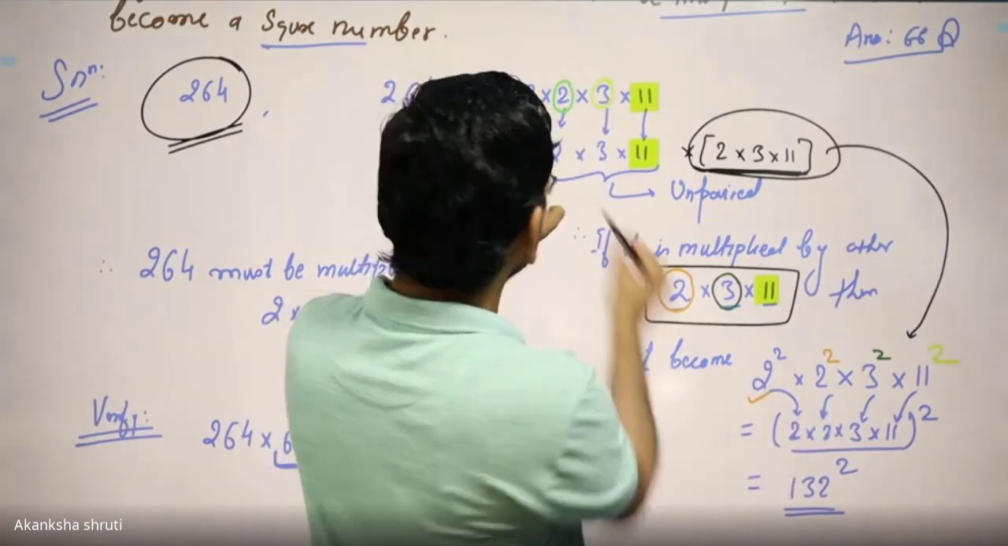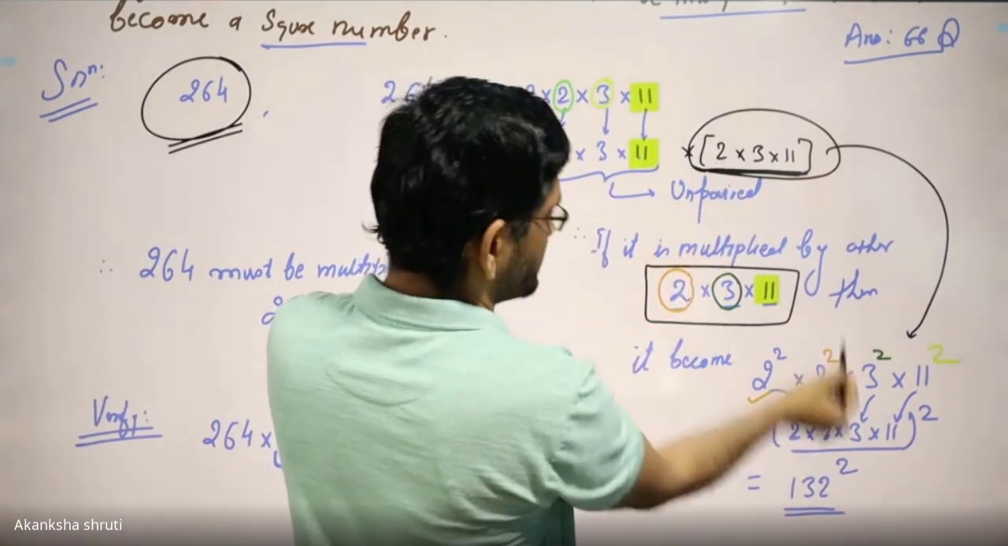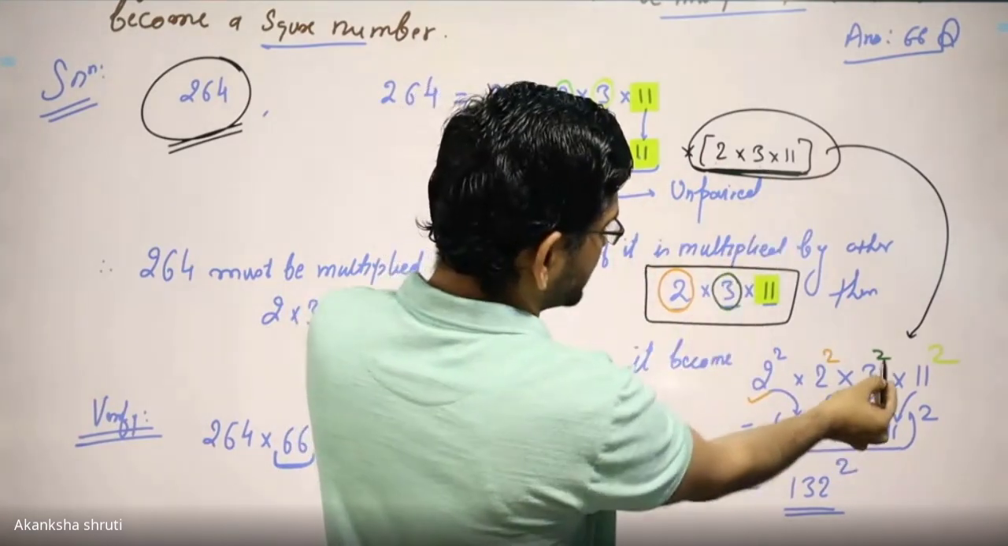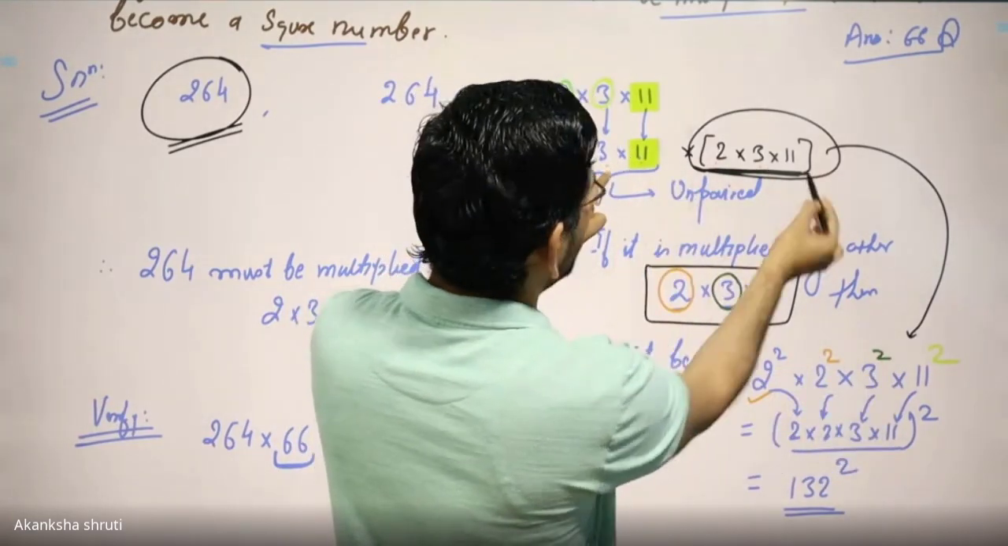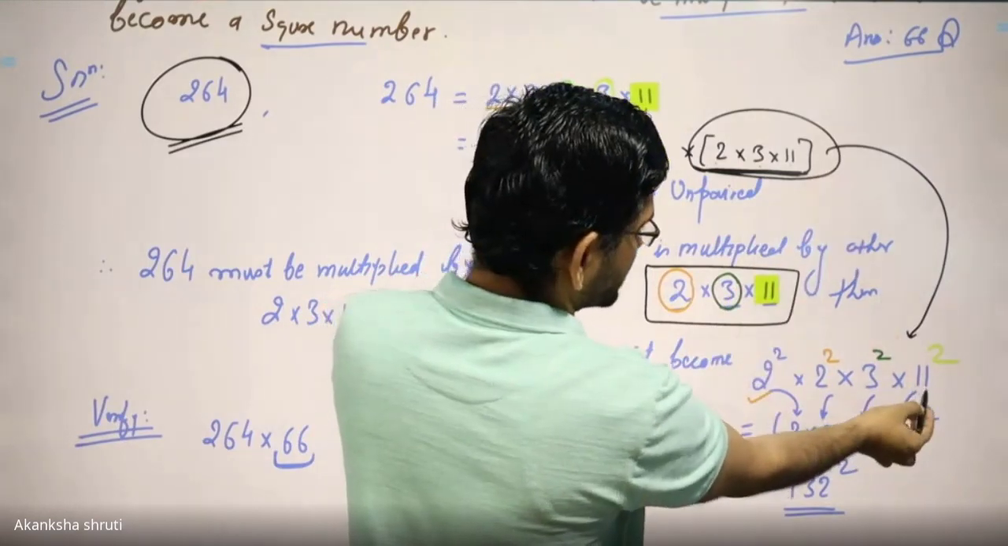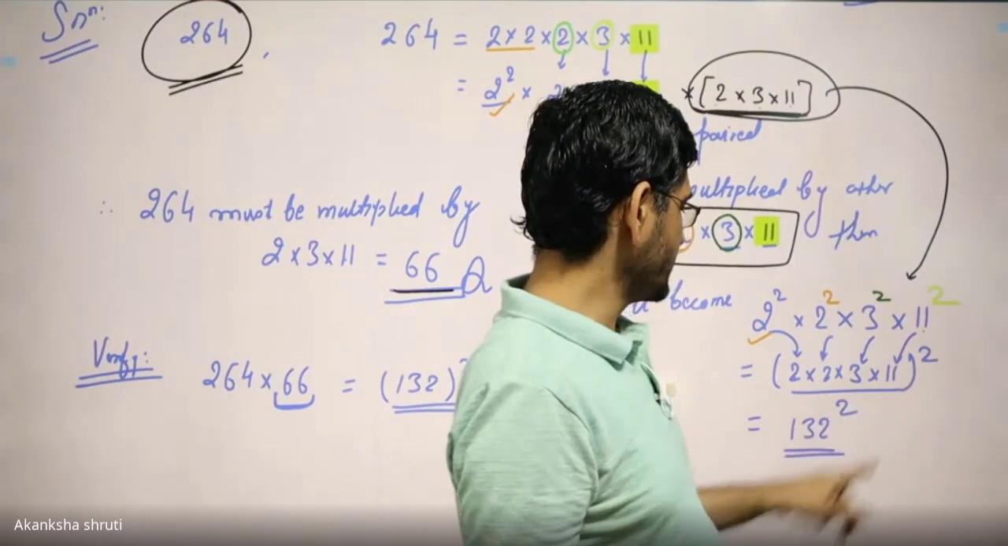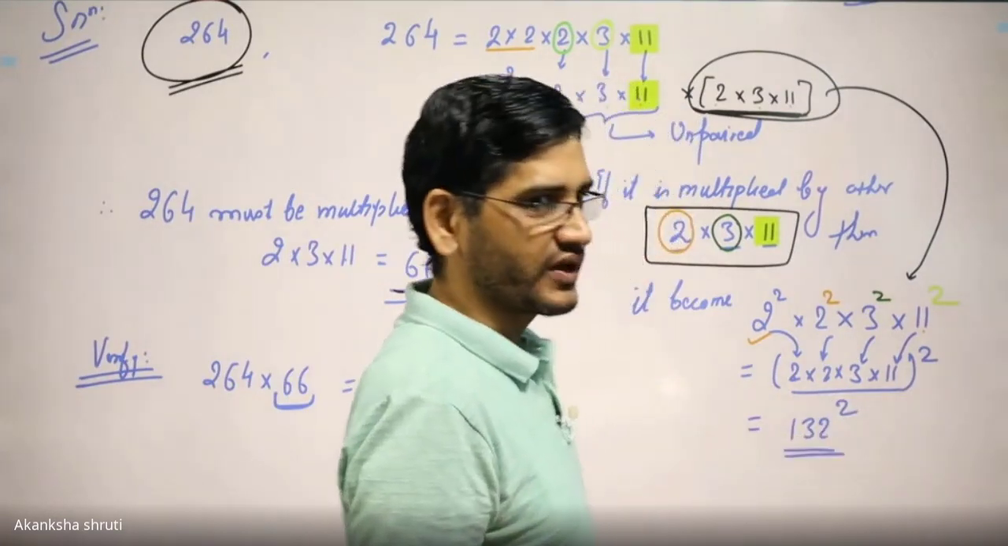But the other 2, this 2 and this 2 become this 2 square. This 3 and this 3 from our pocket, this 3 square. This 11 and this 11 from our pocket, this 11 square. This way it becomes 2 into 2 into 3 into 11, whole square. It is 132 square. Okay, students?